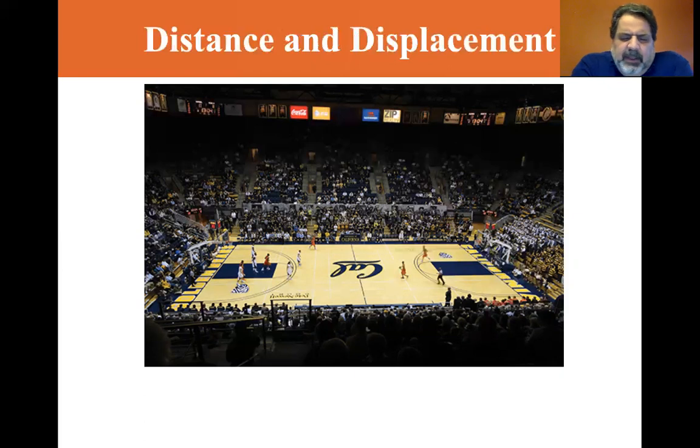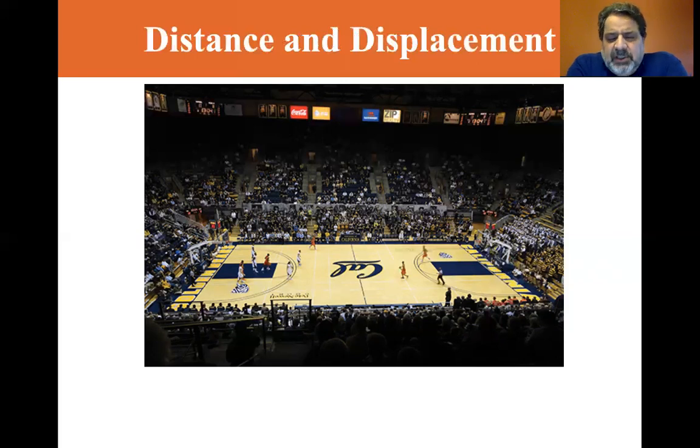Now, there's a difference between distance run, and you can see here the basketball players. They're going to be running all throughout the game, but their overall displacement is going to be near 0. Another way to think of it is somebody running a 400-meter race. They start off, especially if they're on the inside lane, at a starting point, go completely around the loop, and cross the finish line basically where they started.